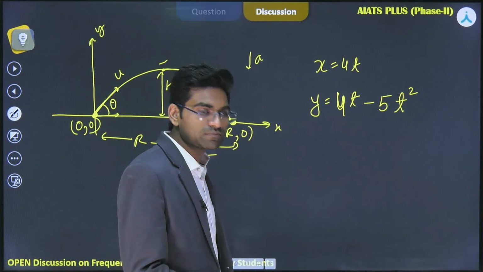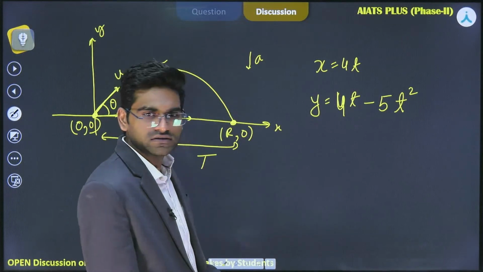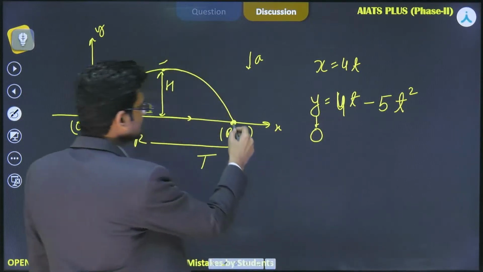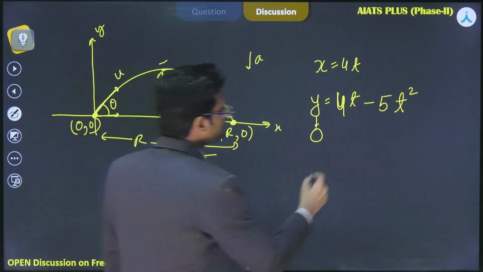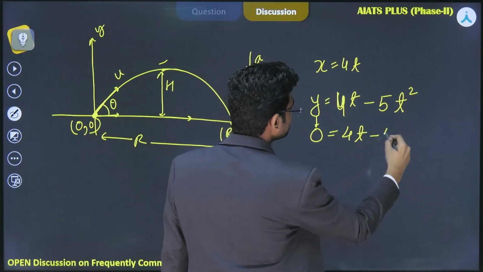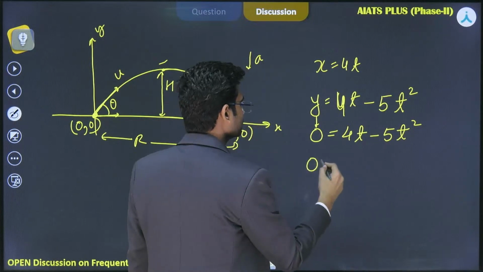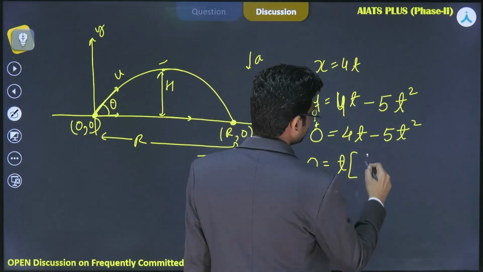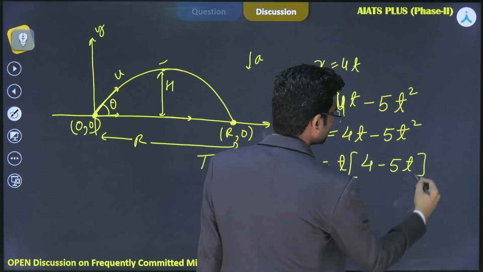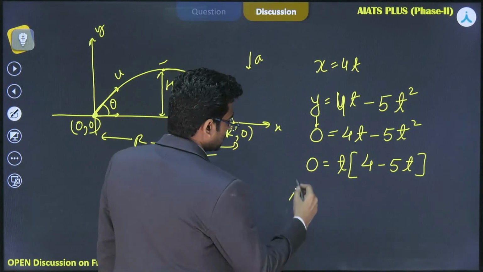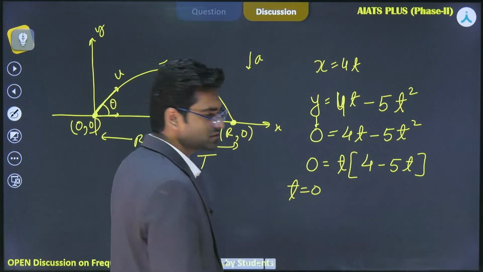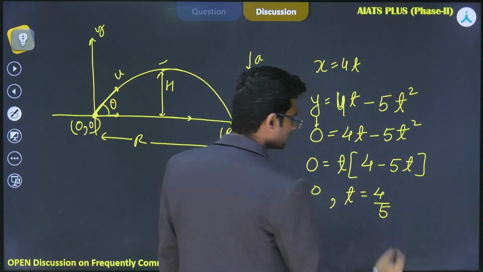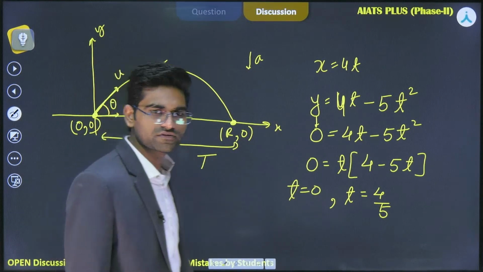That can be found with which equation? I can put y equal to 0 here. Why? Because when it strikes the ground, its y coordinate will be 0 again. So 0 is equal to 4t minus 5t square. I can take t common from both these terms, so this will become t times (4 minus 5t) equal to 0. So the roots I get from this equation are t equal to 0, and 4 minus 5t equal to 0 gives t equal to 4 by 5, right? These are the two roots.